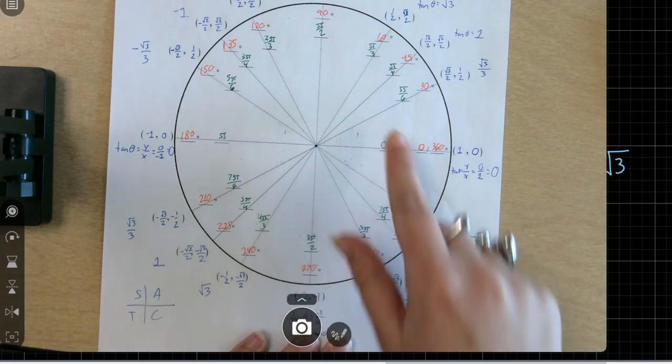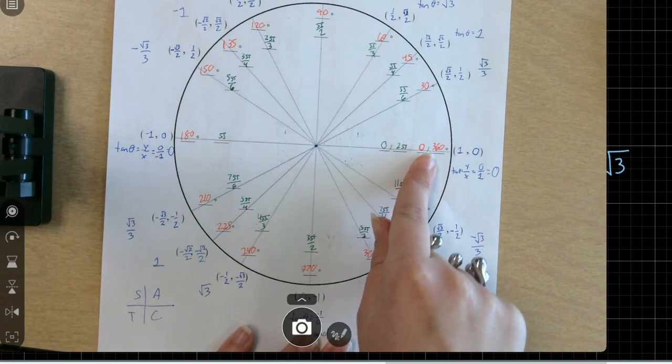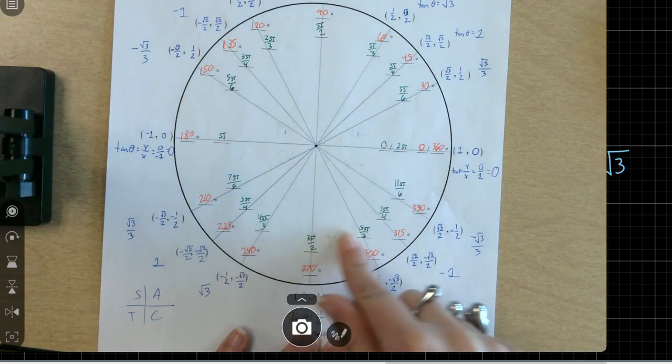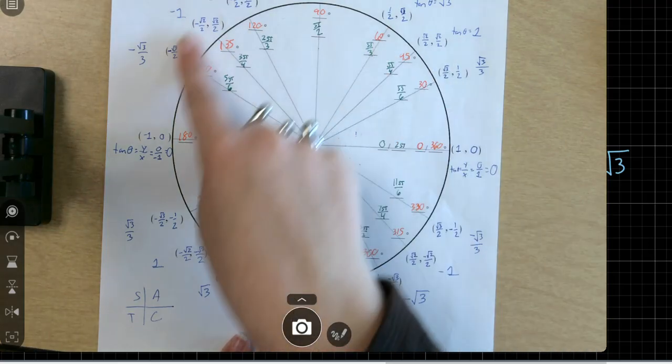So I will need radians all around. So that's what's in green. I need degrees in orange all around. And I need blue, and I need my coordinates.